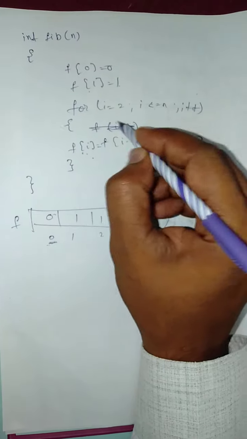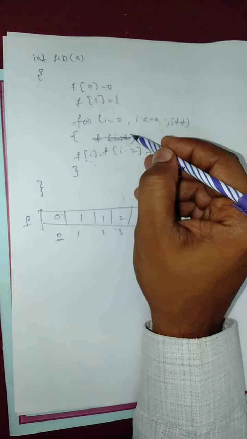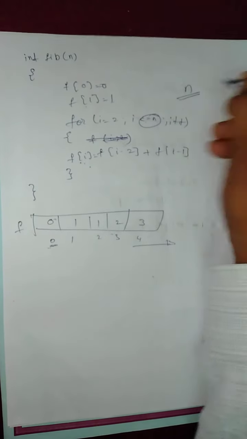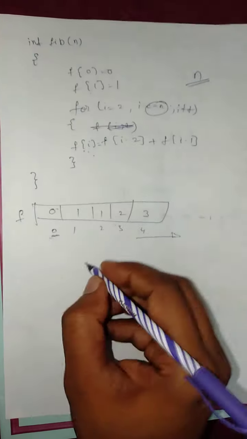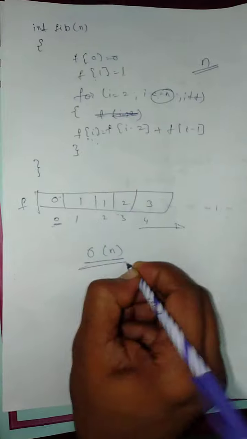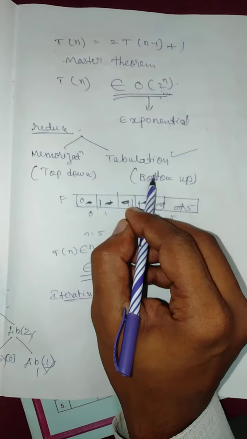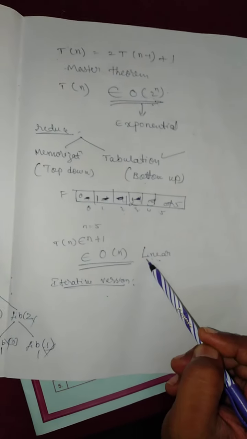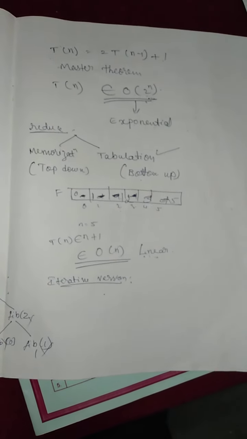See, here there is only one for loop, therefore the time complexity is in terms of n, which is big O of n. Okay, so whether it is a memoization or a tabulation method, the time complexity reduces to linear in case of dynamic programming.